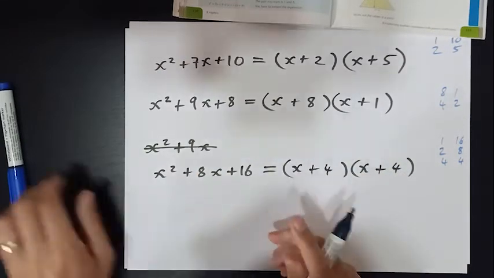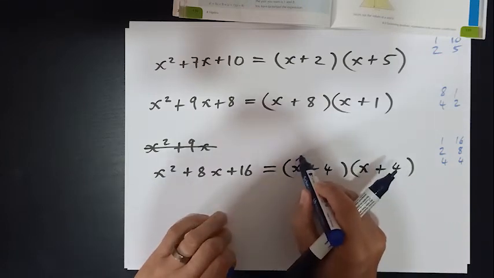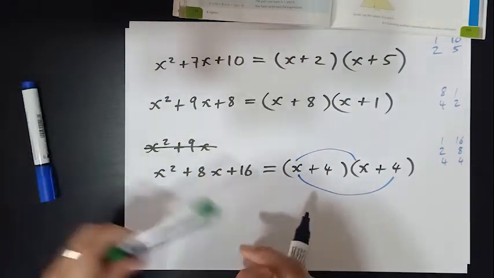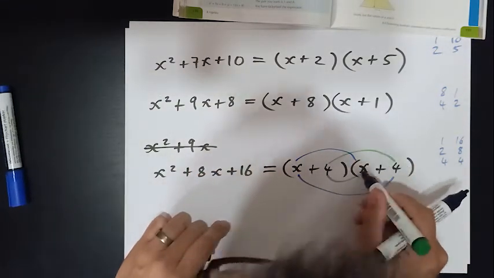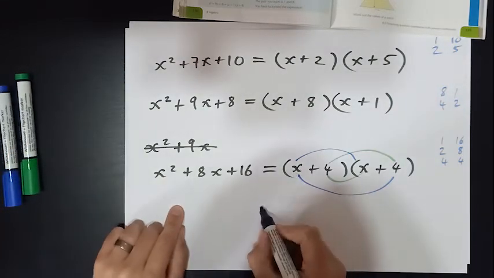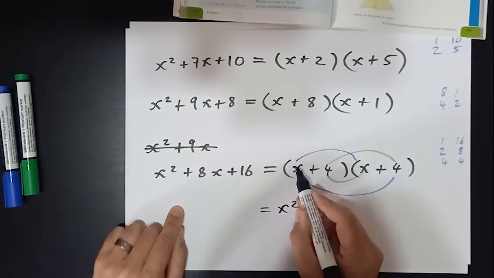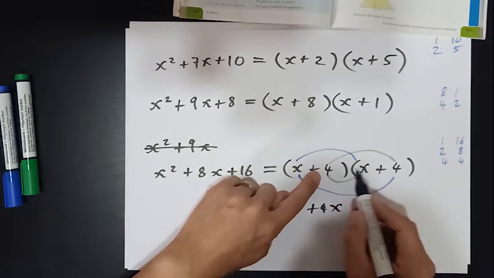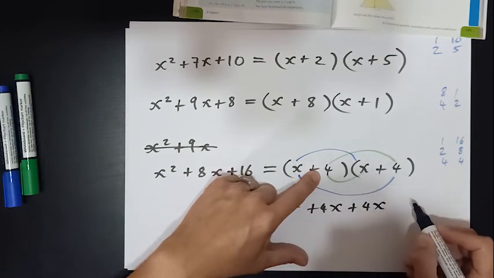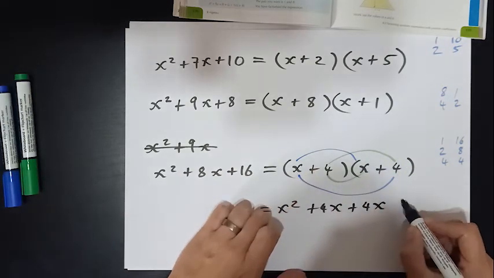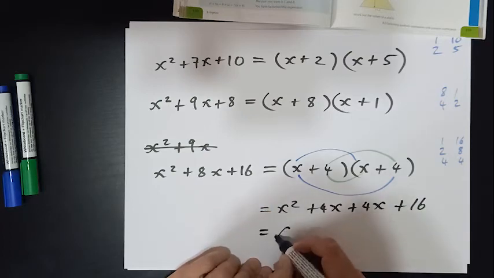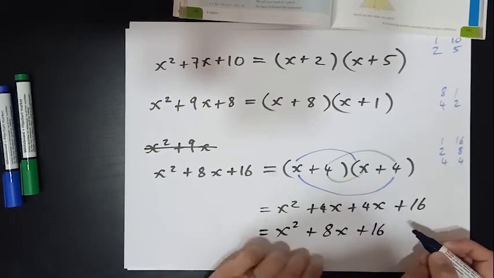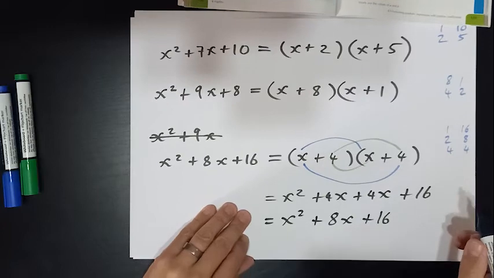You can do a check if you want. We can do our smiley face. x times x is x squared, x times 4 is plus 4x, and then 4 times x is plus 4x, and 4 times 4 is 16, which reduces down to plus 8x. Same thing. So great, we've done that one.